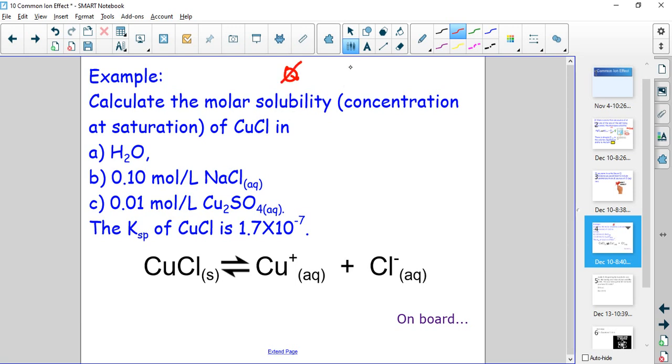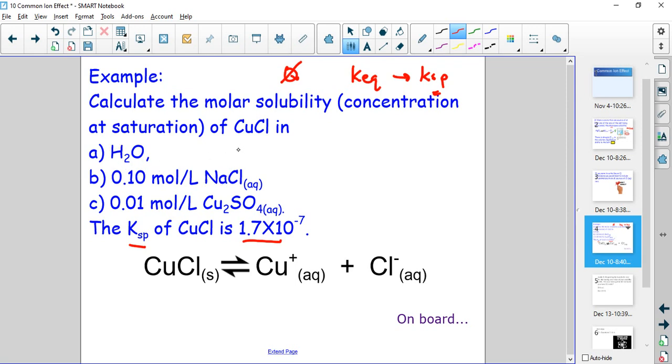Here we're worried more about KEQ, but because it's a heterogeneous solution, it's about a solute and a solvent, we're actually going to more specifically look at KSP, right? Okay, so here are three situations. We have copper chloride dissolving in water. Now, given this KSP, notice it's quite low. All right, so our three situations are water, then our second one is sodium chloride.